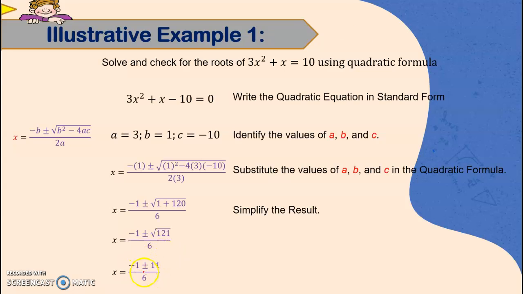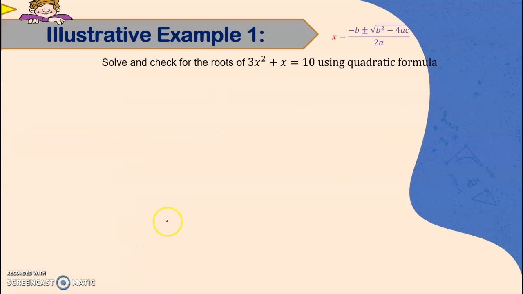Since we obtained this already, it's not yet the final answer. We have to separate the plus from the minus and solve them individually. Negative 1 plus 11 all over 6 is 10 over 6, which is 5/3 if you simplify it. And then negative 1 minus 11 all over 6 is negative 12 over 6, which is equal to negative 2.